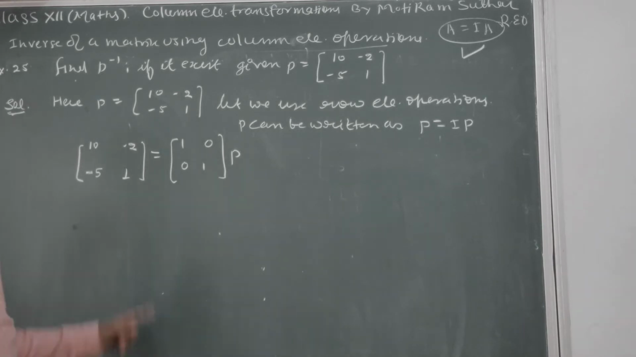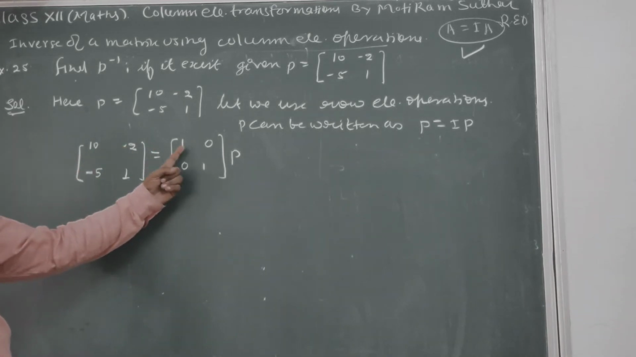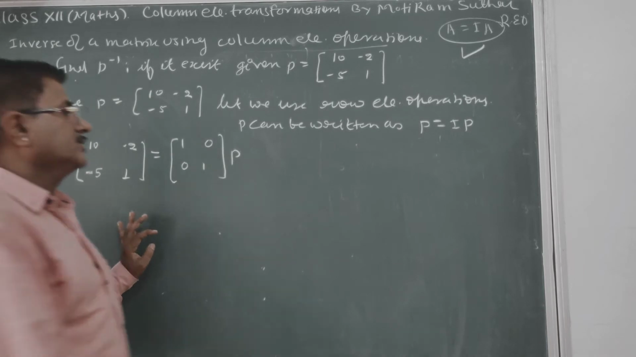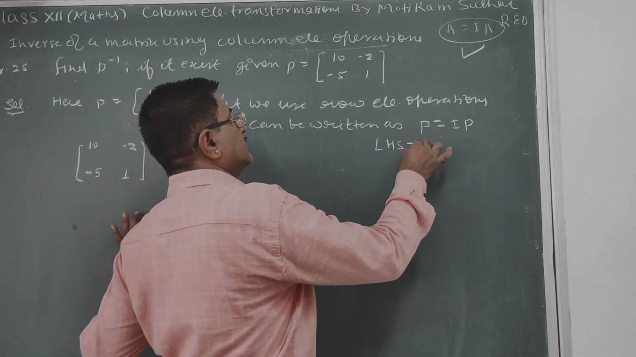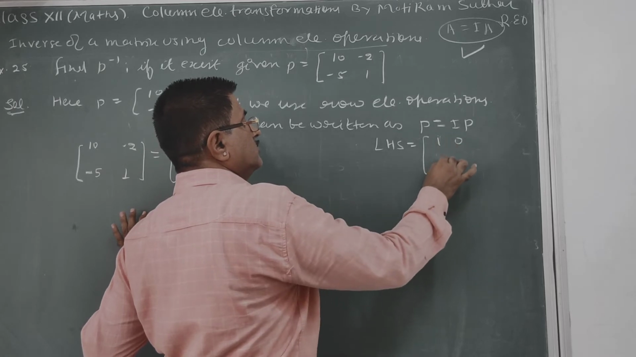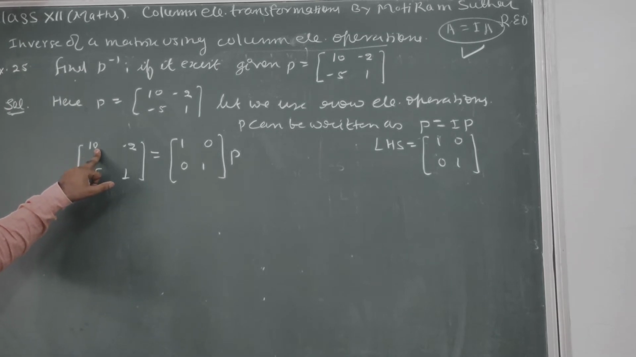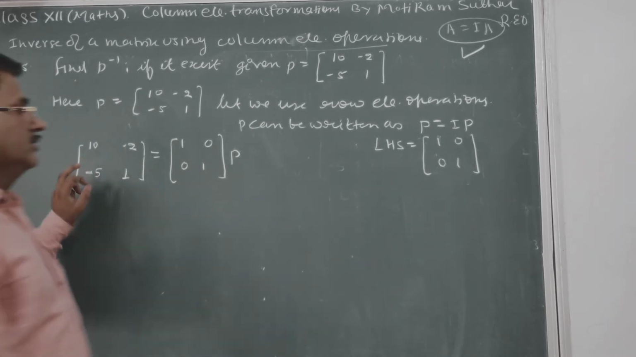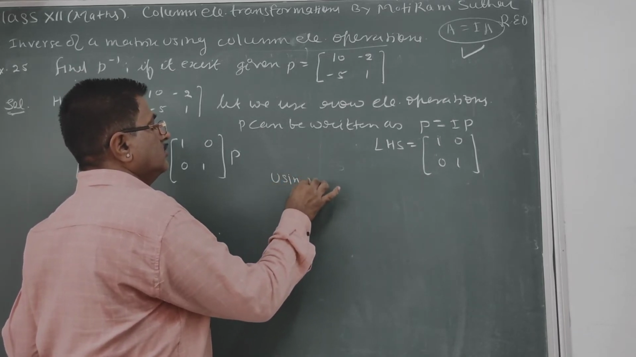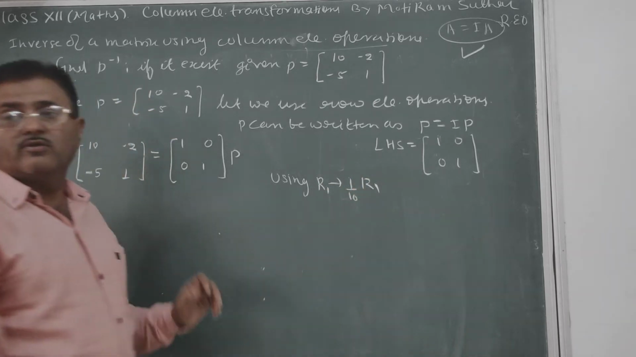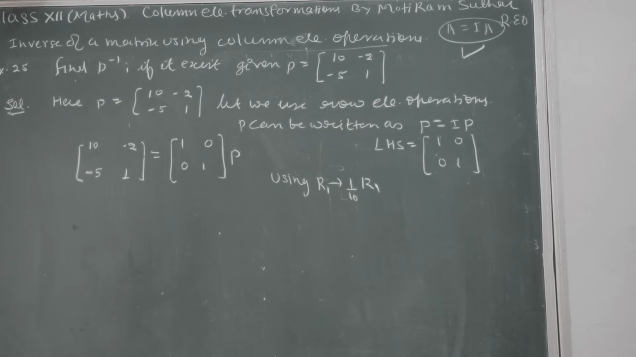Now we can use the row. So you can say here 10, that we have to convert into 1. तो लेफ्ट साइड आपका क्या आना चाहिए? We need the left hand side as identity matrix 1 0 0 1. तो इसके अनुसार आपको चेंज करना है. तो 10 को 1 करना है, so we have to divide this row by 10. So we use the first rule, R1 as 1 by 10 of R1. फर्स्ट रो को हम 10 से डिवाइड कर लेते हैं तो 1 आ जाएगा.